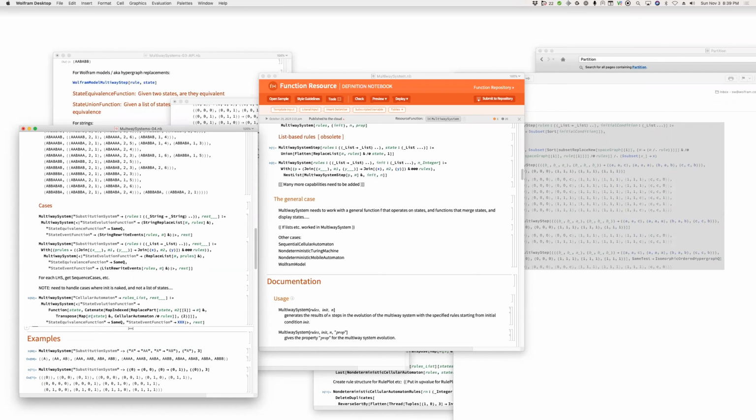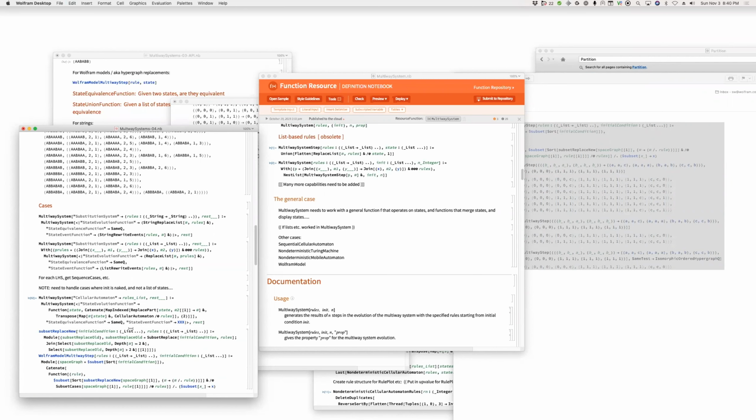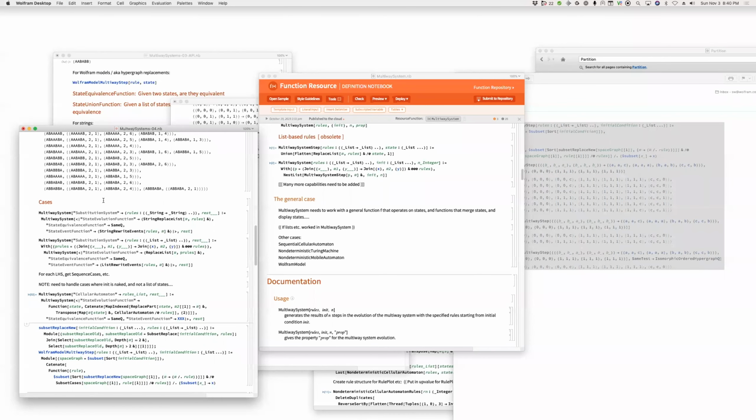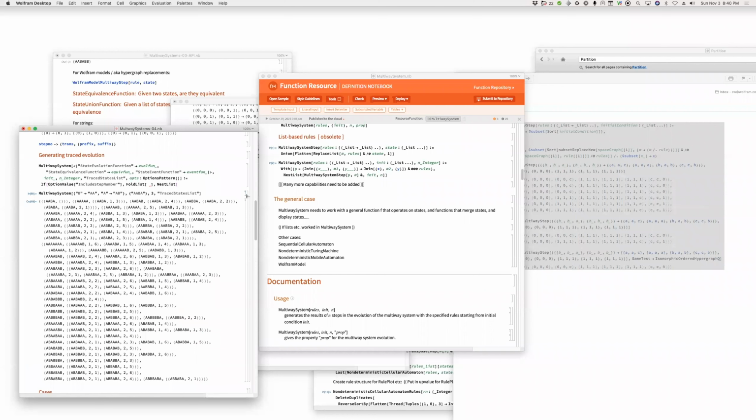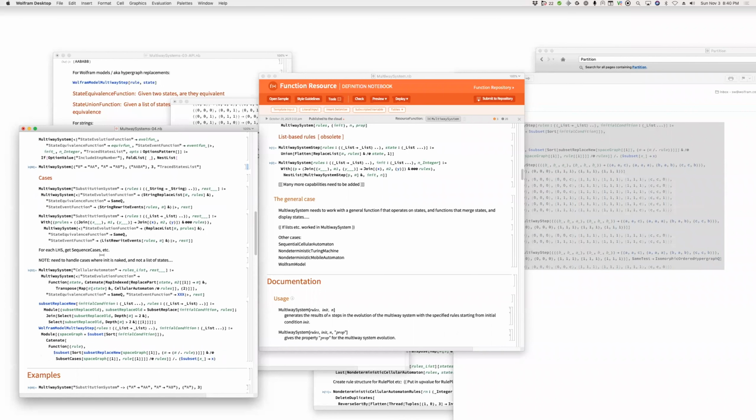Okay, so when you say multi-way step here, yes. That is saying, given a list of rules and an initial condition, if you just evolve one step, what are all of the possible macroscopic states? I know, but that is called a state evolution function. Right. That's what I'm. Yeah.